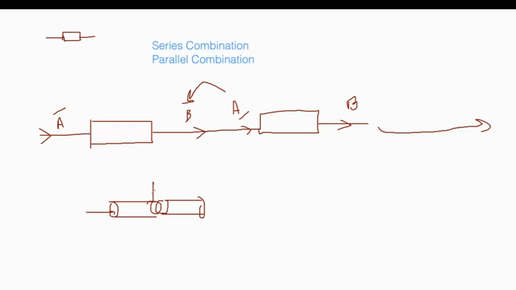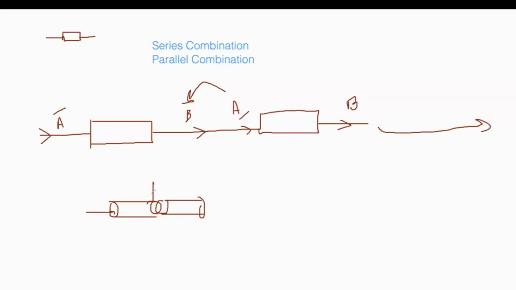It's called series combination, and you can have 100, 1,000 resistances, as many as you want. You can keep them in the combination. But in real life, we don't keep 1,000, but we can have 10, 20 in series. So this kind of combination of resistors is called the series combination.